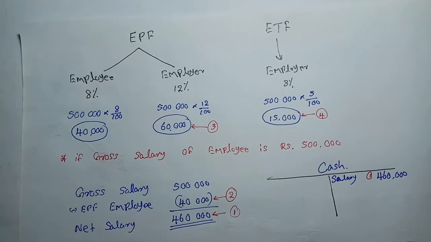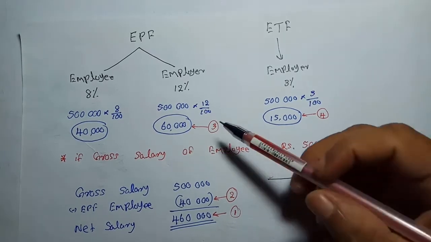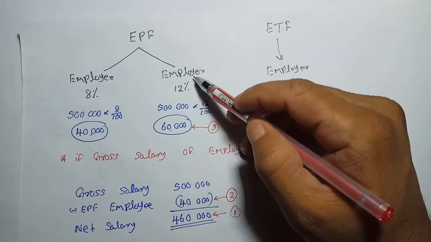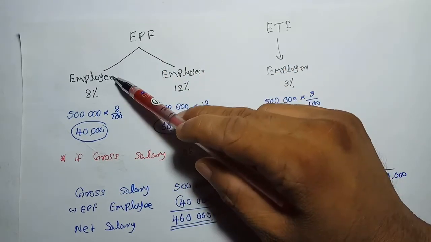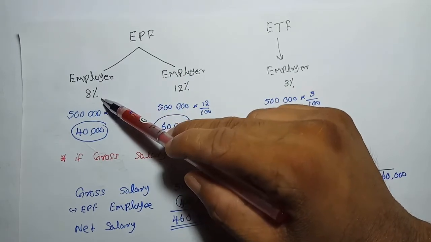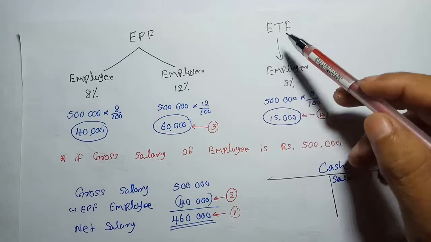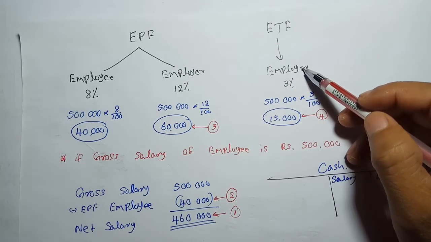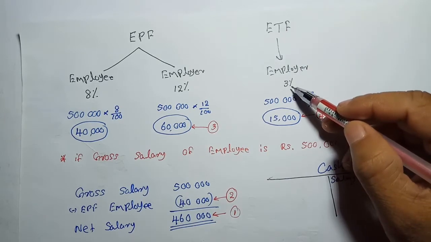Now I am going to discuss how to adjust EPF and ETF. For EPF, both employee and employer give their contribution. Based on the EPF Act, the percentage contribution of the employee is 8% and the contribution of the employer is 12%. For ETF, only the employer gives their contribution. Based on the ETF Act, the percentage is 3%.